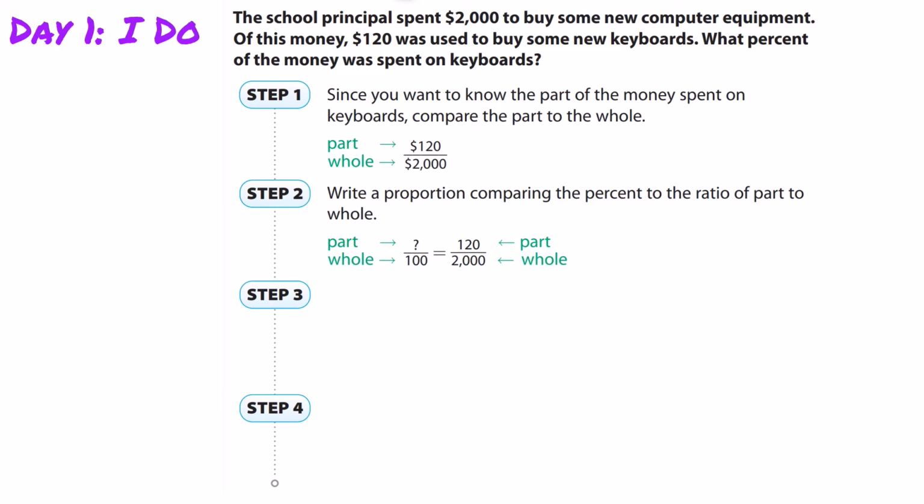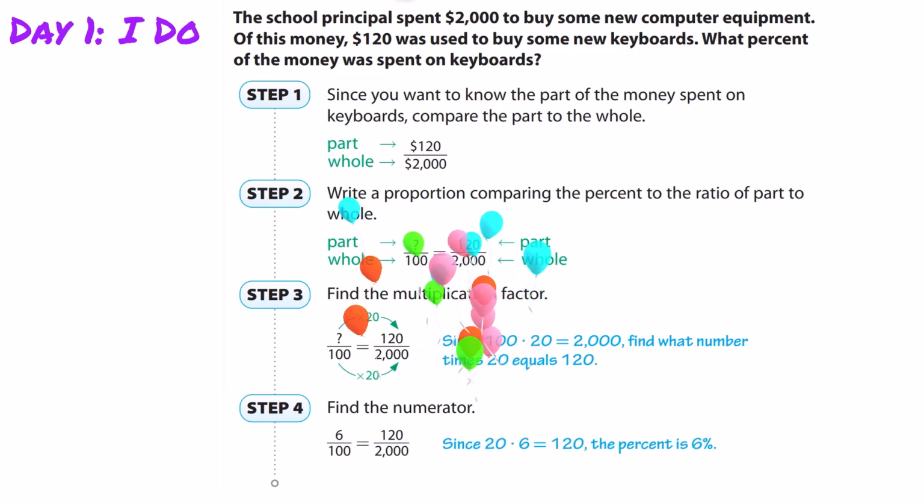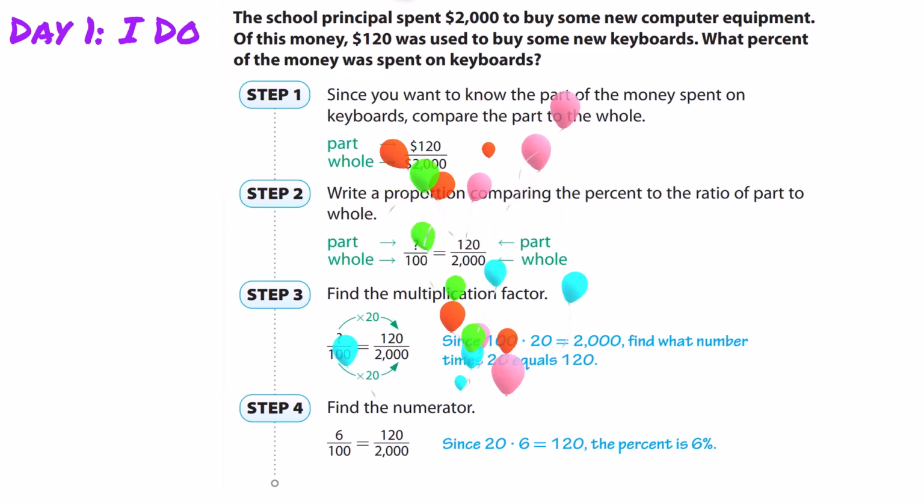Step 3. Find the multiplication factor. It's also known as the scale factor. Since 100 times 20 gives us 2,000, we need to find what number times 20 equals 120. So to find the numerator, since 20 times 6 equals 120, the percent is 6. And that's our answer. Our answer will be 6%.